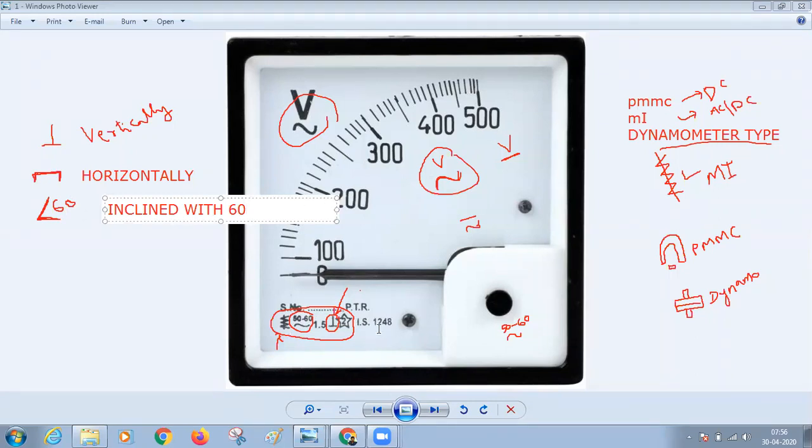So this is how you have to place the meter: horizontally, vertically, or with some inclination. All these symbols will be specified on the meters. When you observe the first symbol, the perpendicular symbol, you have to place the meter vertically. If you observe the second symbol, then you have to place that meter horizontally. And if you observe this symbol, then you have to place it with some inclination, and the inclination angle will be given on the meter itself.